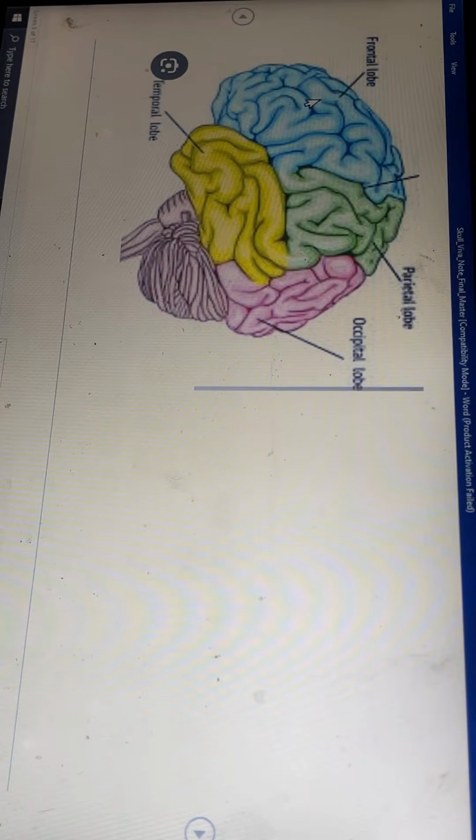All right? Don't be confused. These are the lobes of the brain. Look at the frontal lobe. These are the parietal lobe. We have the occipital lobe and the temporal lobe. This is the brain. We will soon enter the nervous system, but you need to understand this basis.